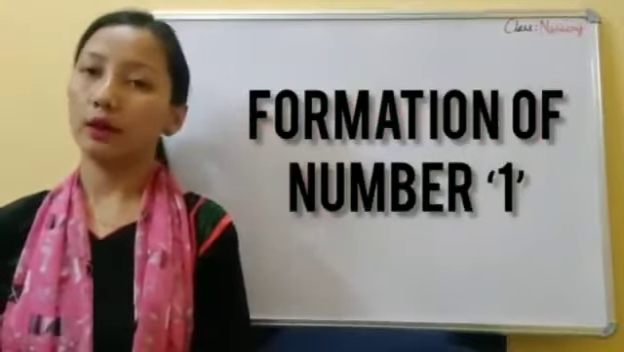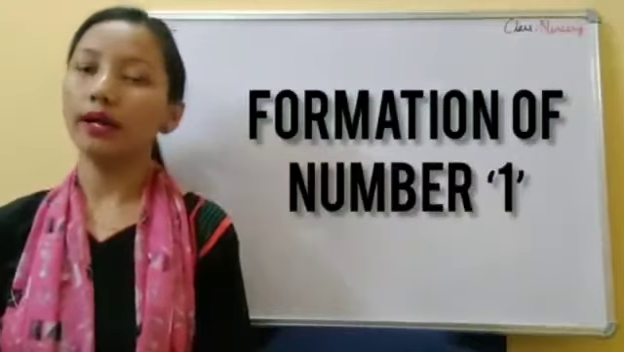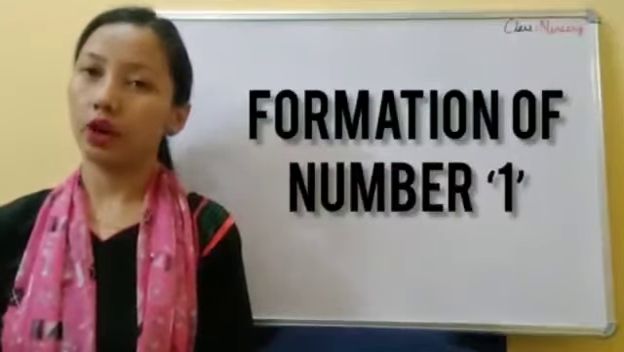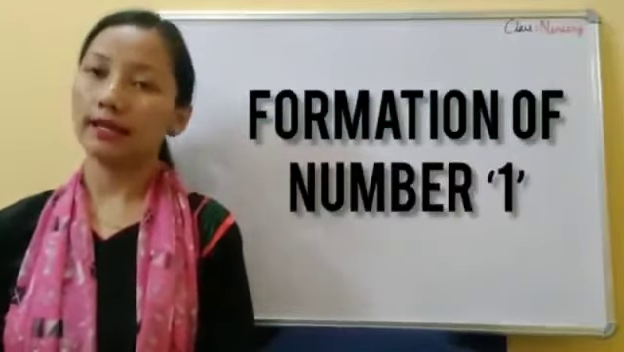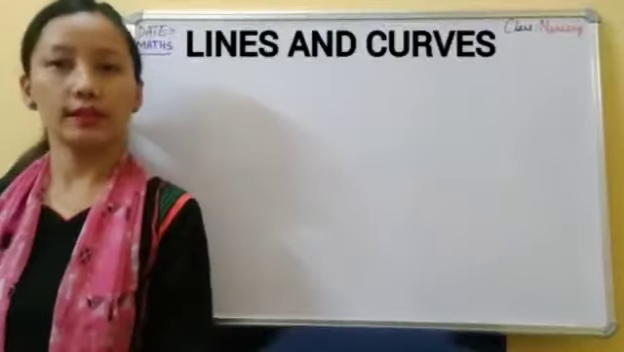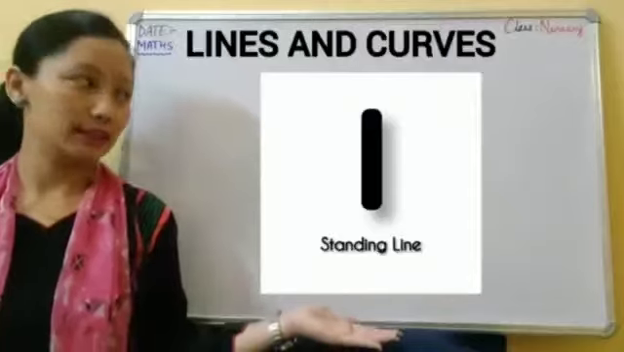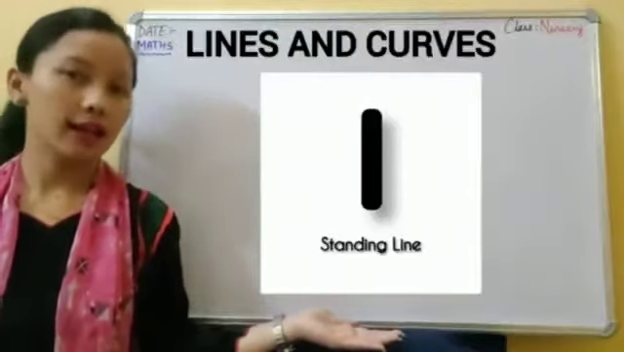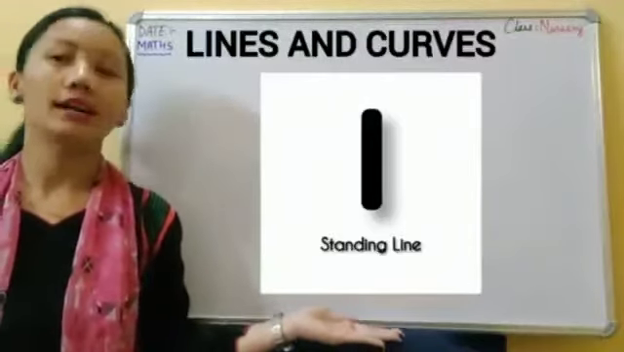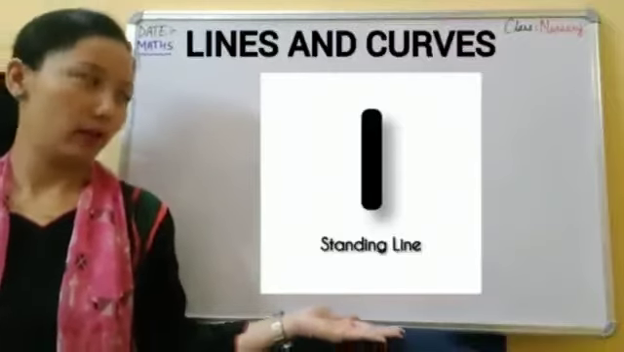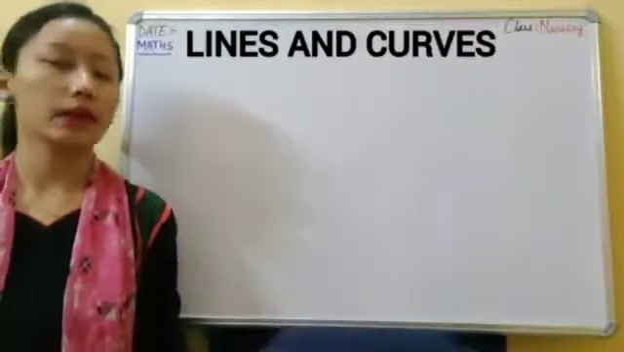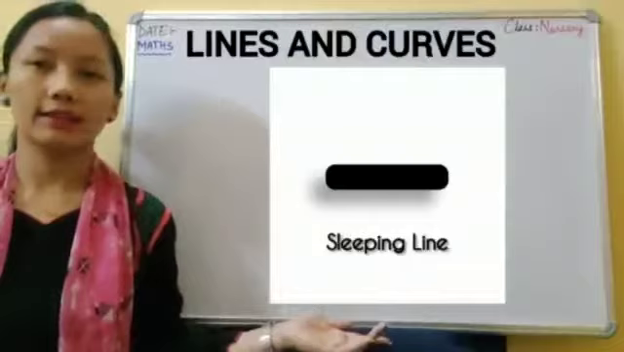Students, we have done with lines and curves, right? So before starting the topic, let's revise lines and curves. Students, tell me, which line is this? Yes, this is a standing line. Very good. Next, tell me, which line is this?